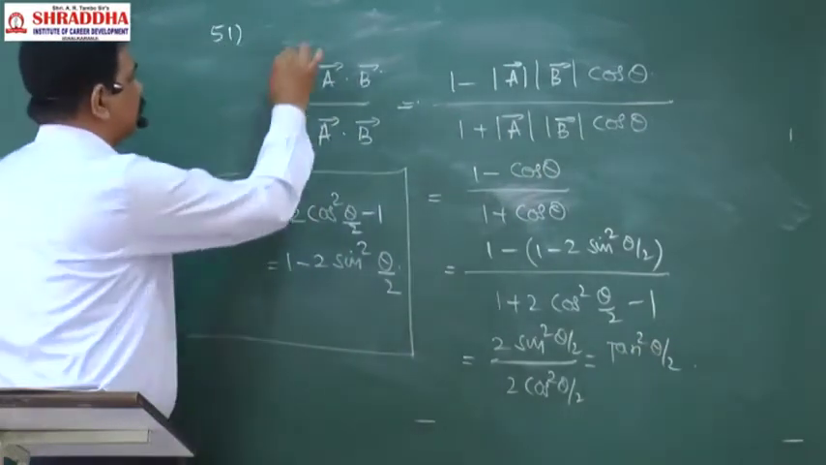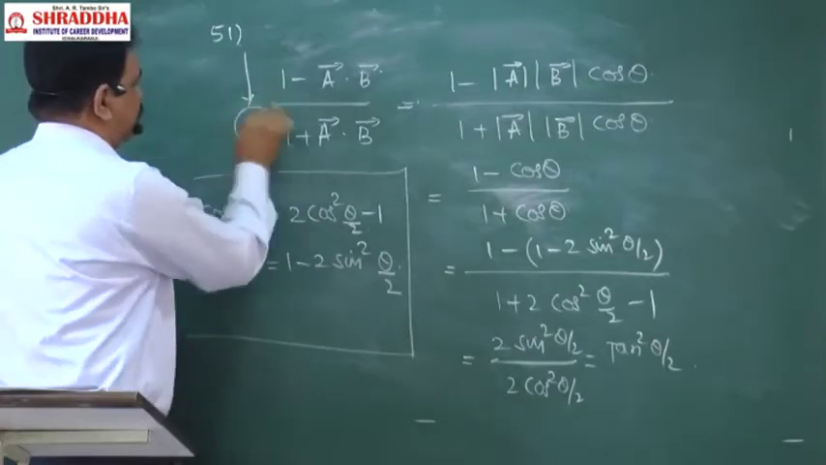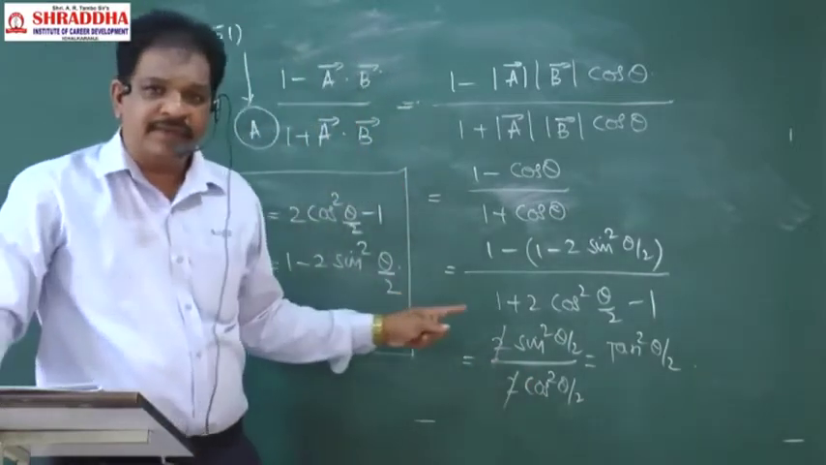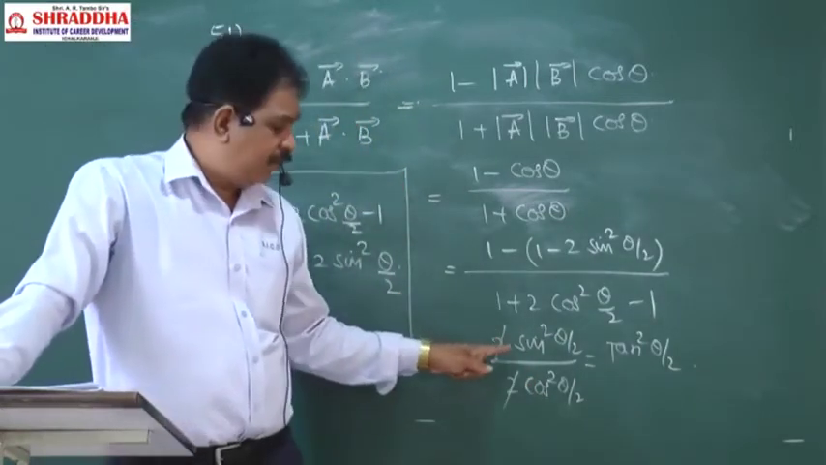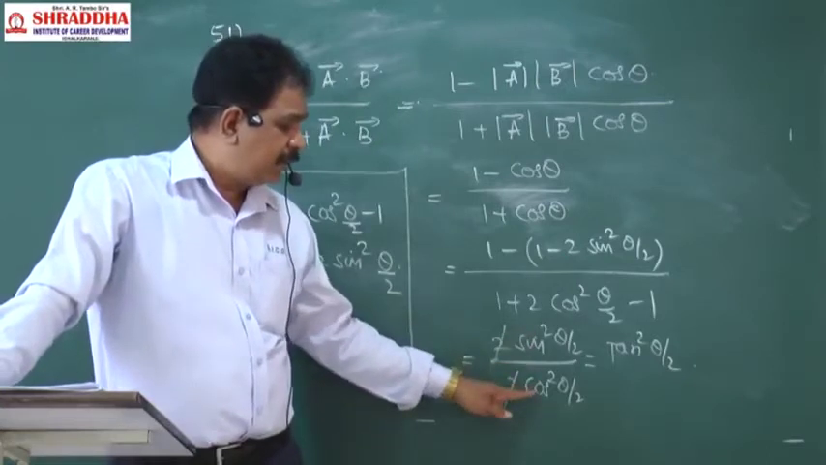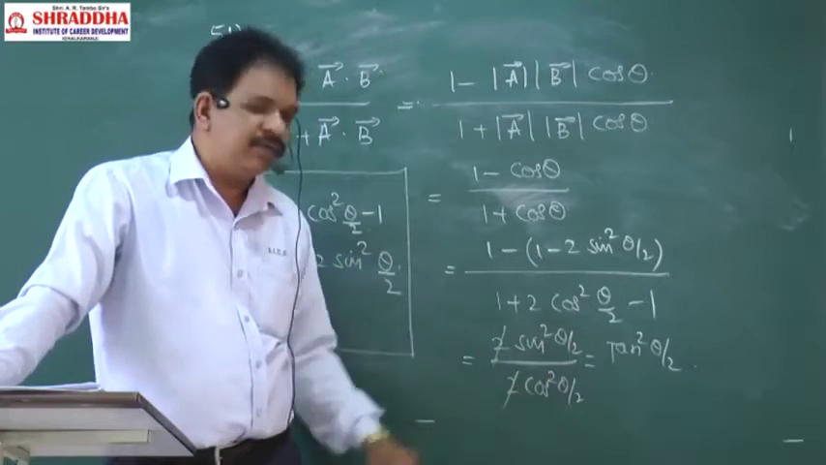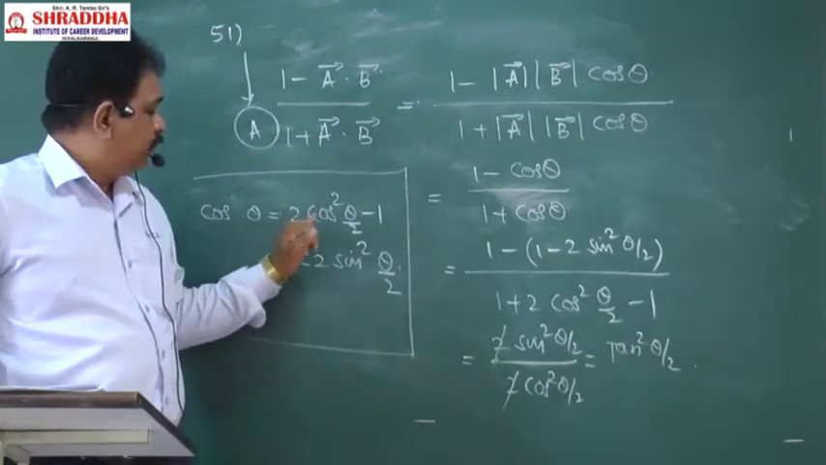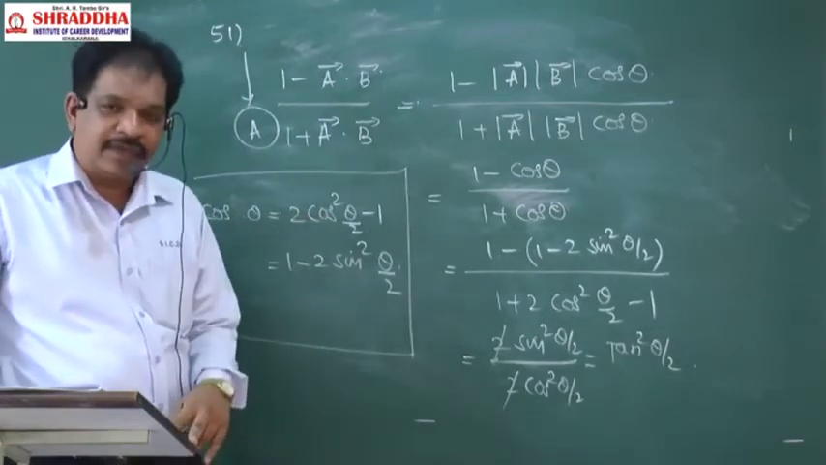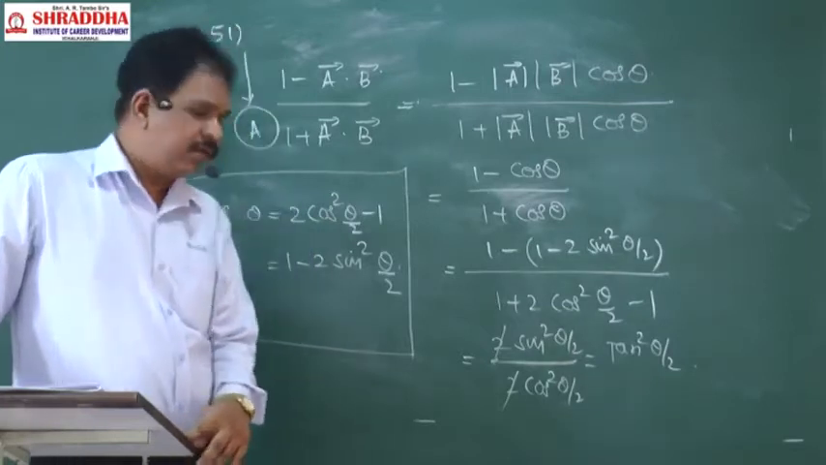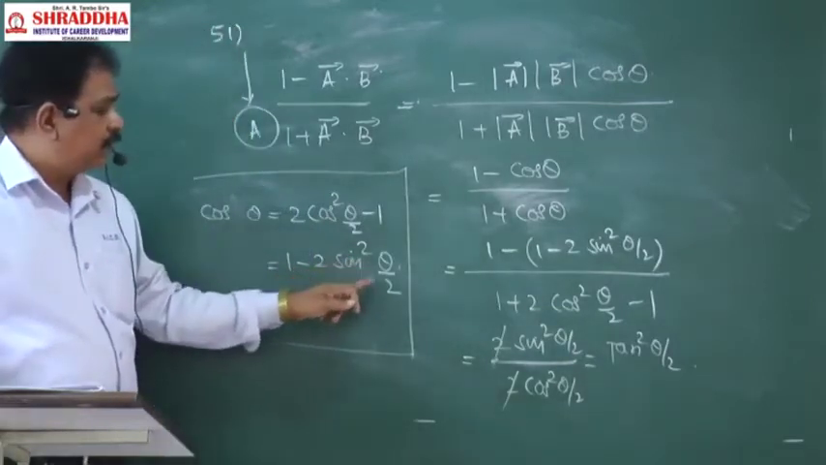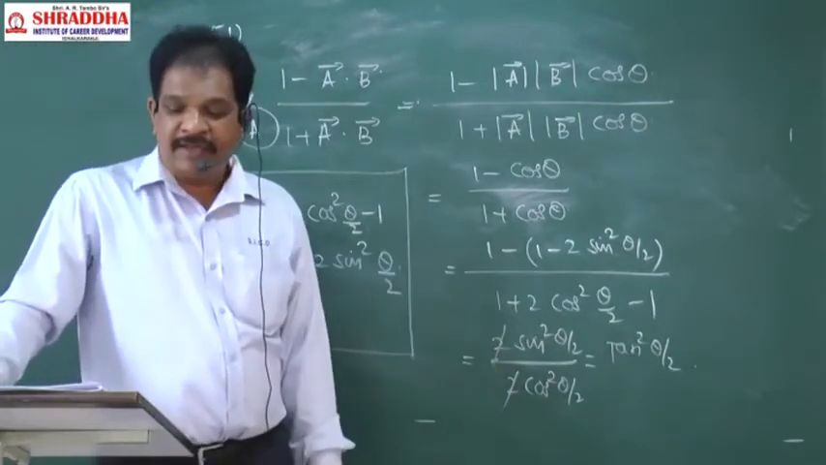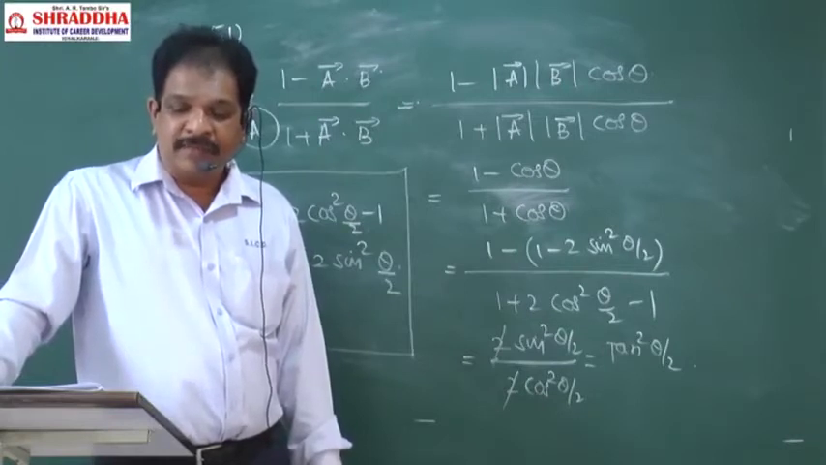So for question 51, it will be option A. What we got: the 2 will cancel. You know these formulas, na? Basic maths is already completed for you. Sin square theta by 2 by cos square theta by 2 is equal to tan square theta by 2. And you know this formula: cos theta is 2 cos square theta by 2 minus 1 or 1 minus 2 sin square theta by 2. Then finally we got the answer as tan square theta by 2.